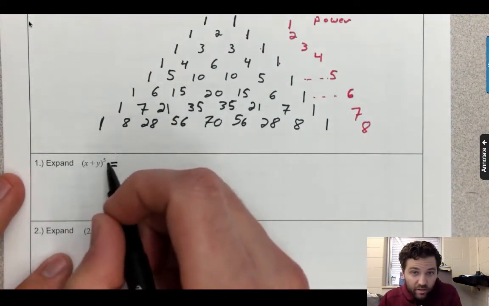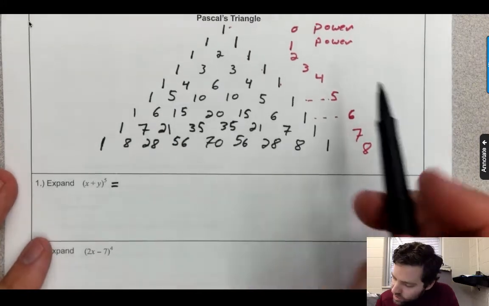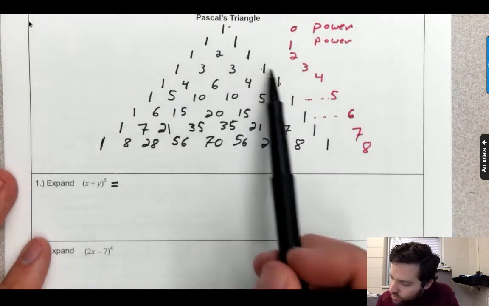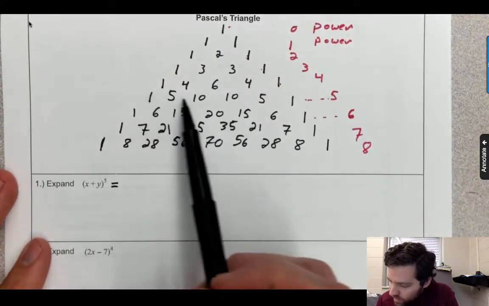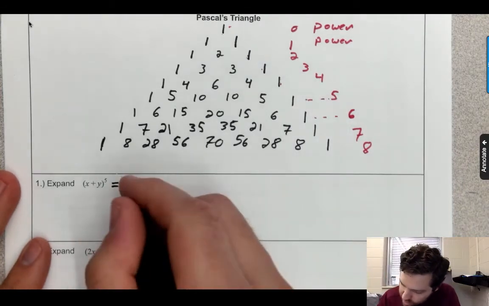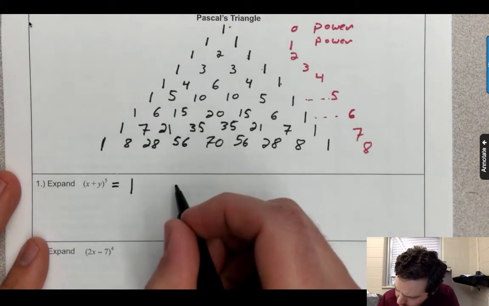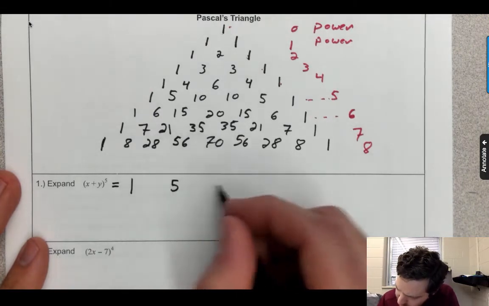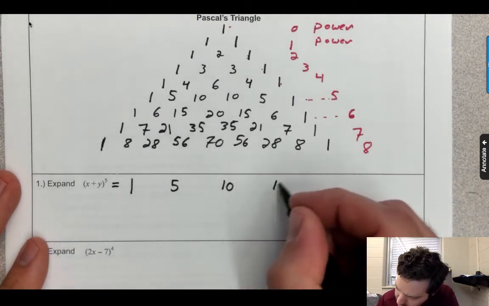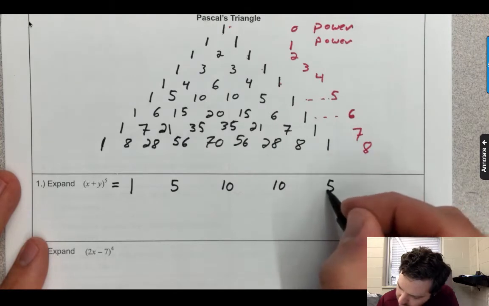So if I'm taking it to the 5th power, then I'm going to go to the 6th row. So 1, 2, 3, 4, 5, 6. Here's my row: 1, 5, 10, 10, 5, 1. So I'm going to write those numbers out. 1, 5, 10, 10, 5, 1.